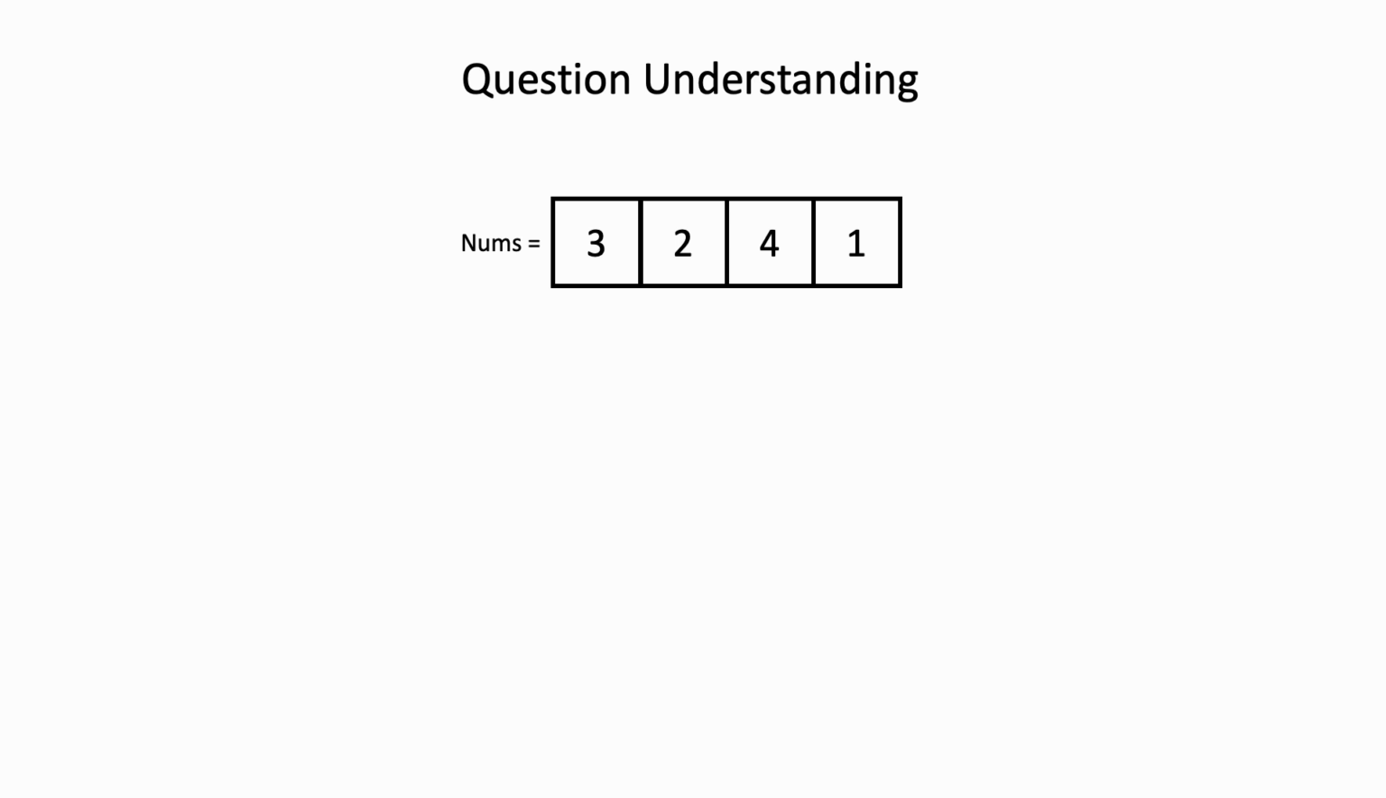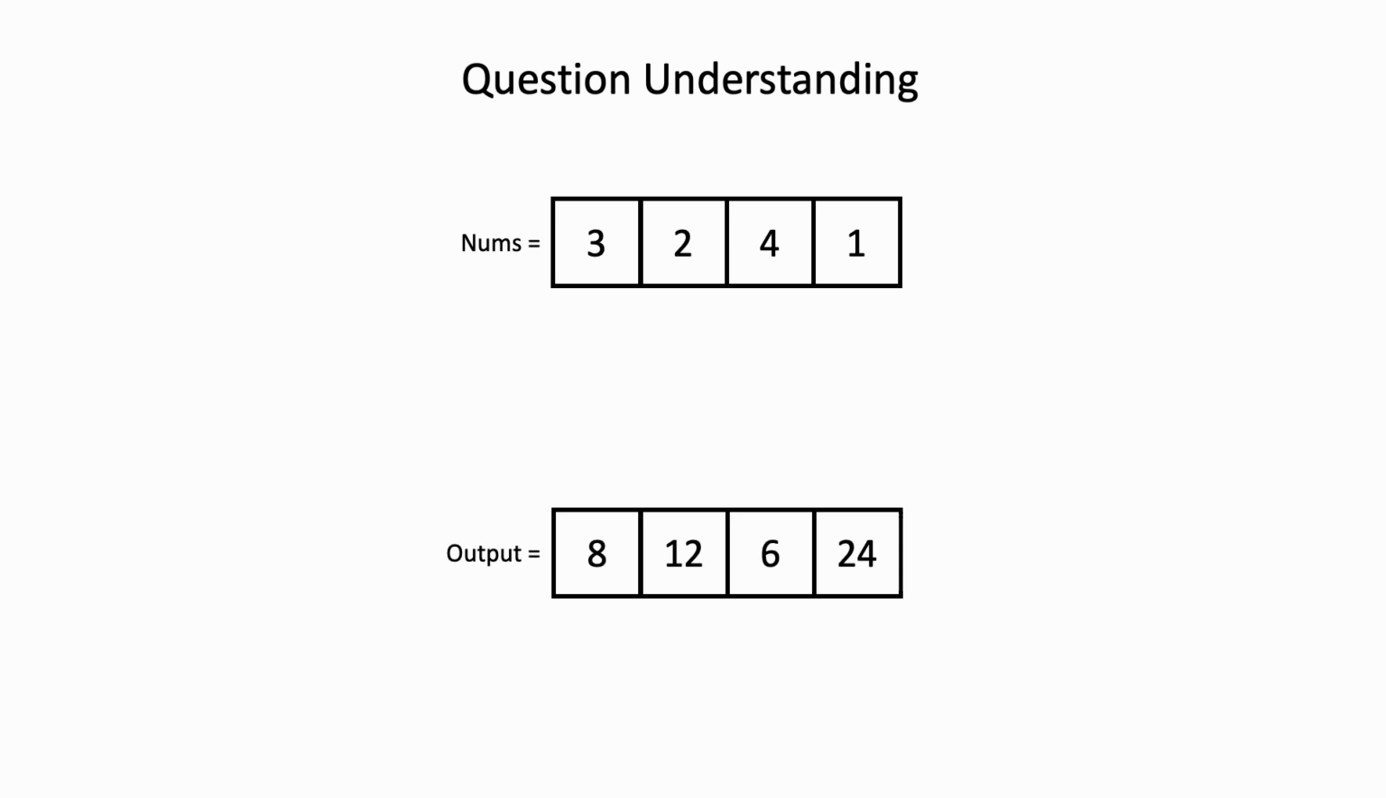Let's take this example test case to understand the problem better, where the nums array is 3, 2, 4, 1. The expected output array will be 8, 12, 6 and 24. Next, let's look at the explanation of the expected output.